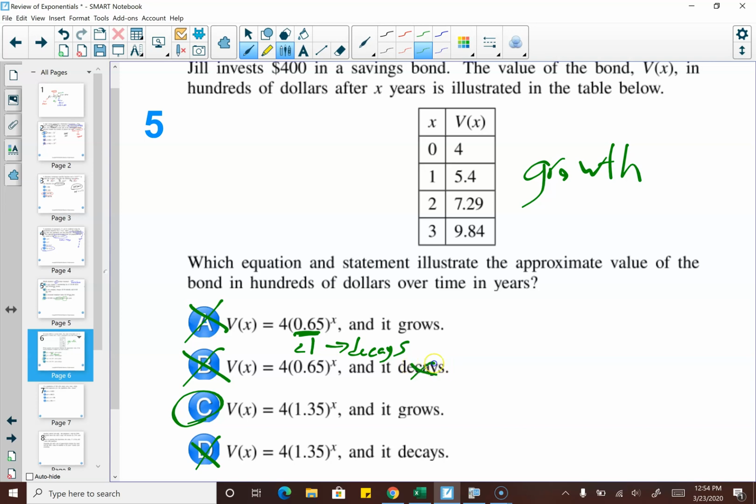So again, we knew decays was obviously wrong, but then here it said grows, but it was trying to sneak in. But if your parenthesis is less than 1, that automatically means it's going to be decay. That one's out. So the only one that says growth and then actually grows is choice C, because that parenthesis is greater than 1.